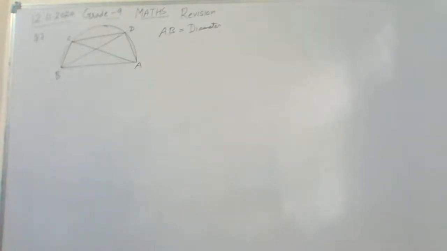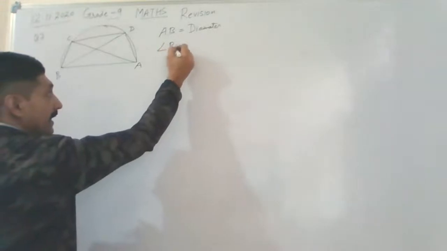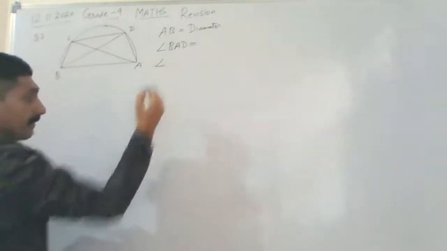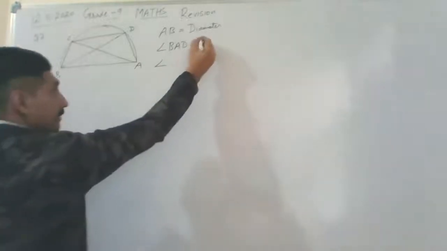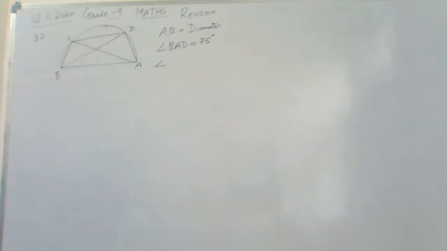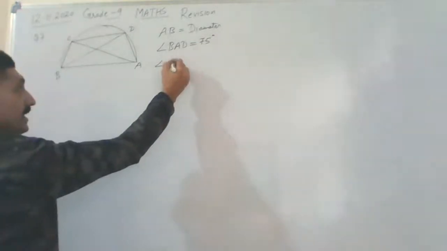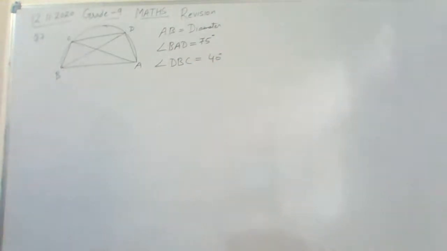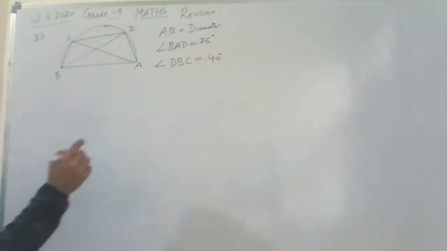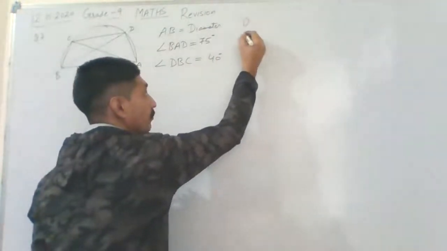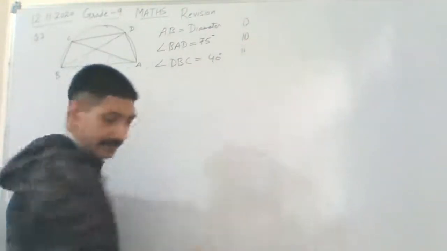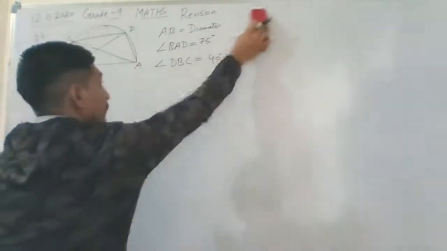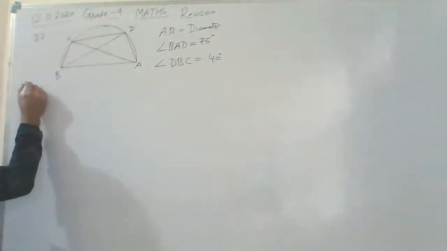Now the angles are given. One is angle BAD, that is given as 75 degrees. And angle DBC is given as 40 degrees. Right? You have to find three angles. Let me write here only. You have to find the three angles.